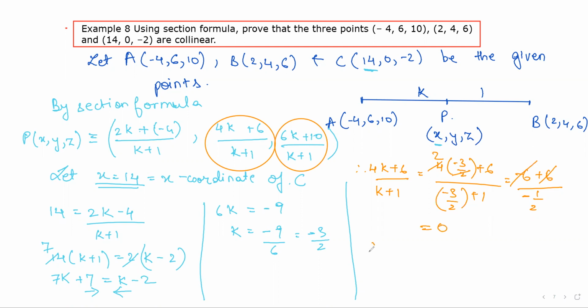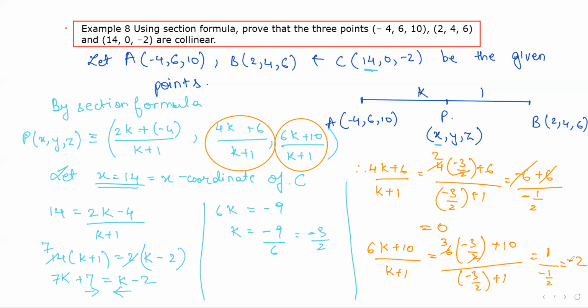Also, in the second value, you have 6k plus 10 upon k plus 1 is equal to 6 into minus 3 by 2 plus 10 upon minus 3 by 2 plus 1. Minus 9 plus 10 is 1 upon minus 1 by 2. This will give you minus 2. So by placing the value of k as minus 3 by 2, we get the coordinates of P equivalent to coordinates of C. In short, P and C coincide with each other, then your k is equal to minus 3 by 2.